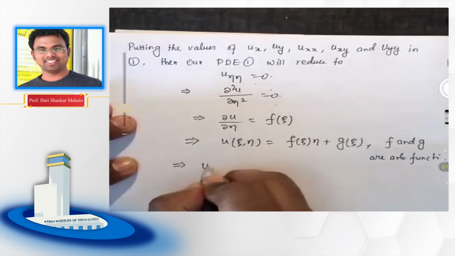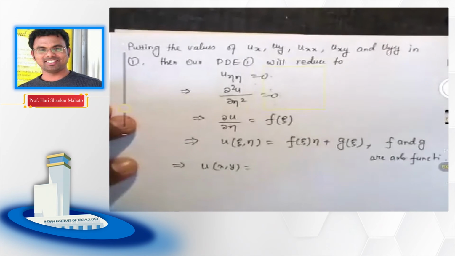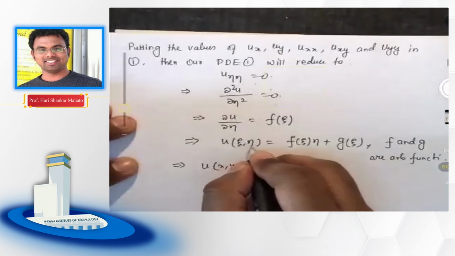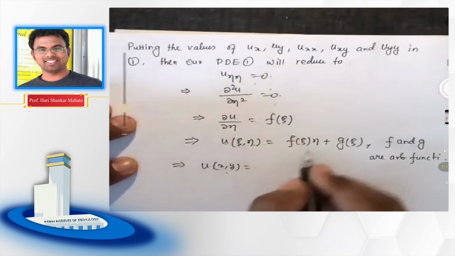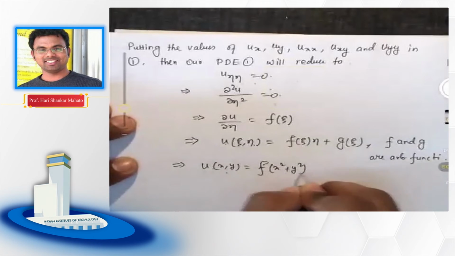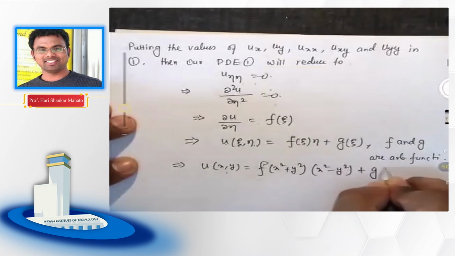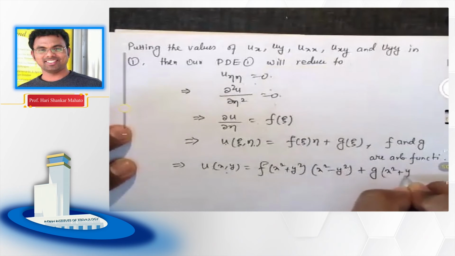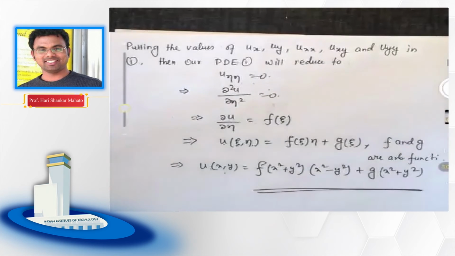So therefore the required solution u of x, y of the given PDE 1, because xi and eta are functions of x and y, you can write, instead of u of xi, eta, you can write u of x, y. Substitute the value of xi, which is x squared plus y squared, and eta, which is x squared minus y squared. And this is the required solution of your given PDE 1.